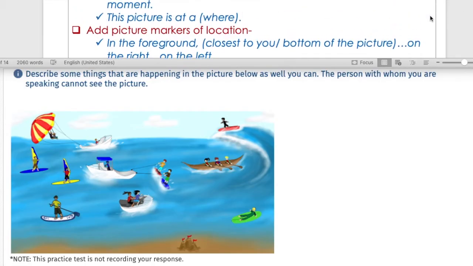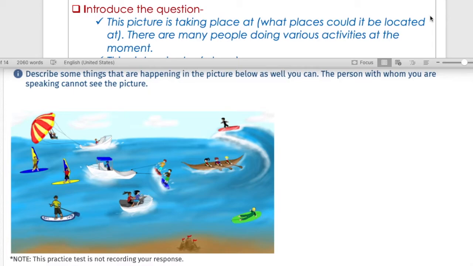Okay, now we want to use our guide to answer the picture. It's very important to organize our answer. That's what our guide is for. And we want to start by talking about where the picture is. This picture is taking place at a beach, by the ocean, or by a lake. And there are many people doing various activities at the moment.